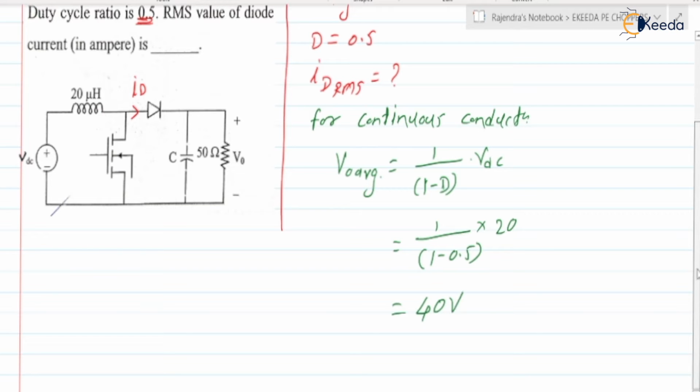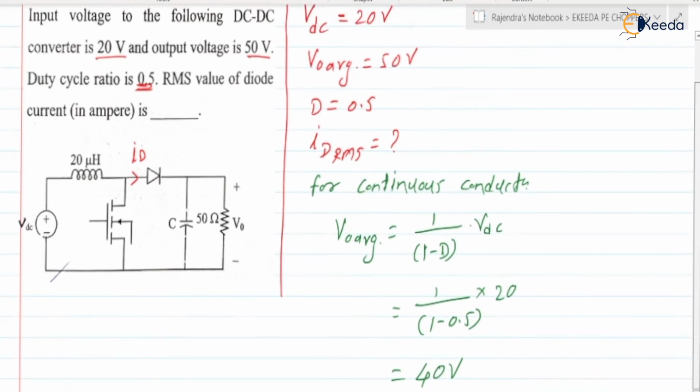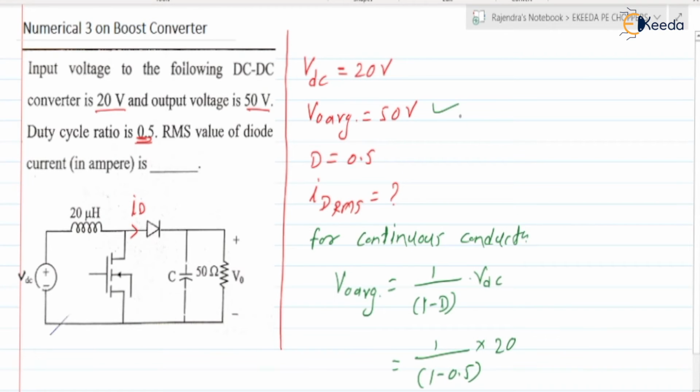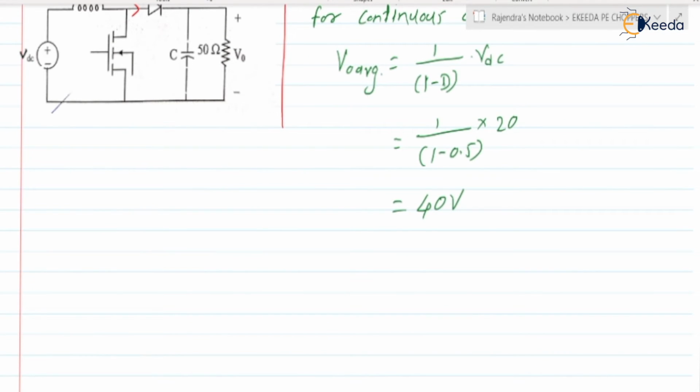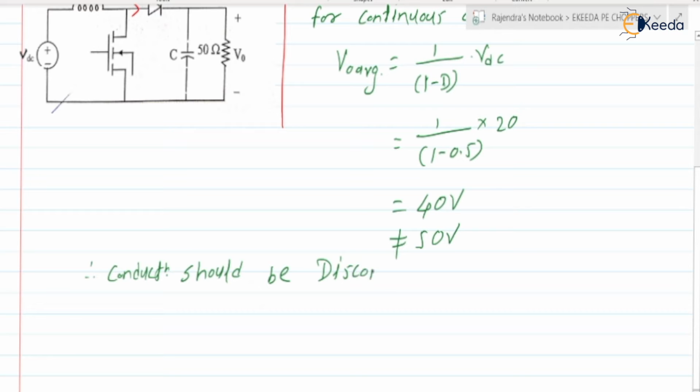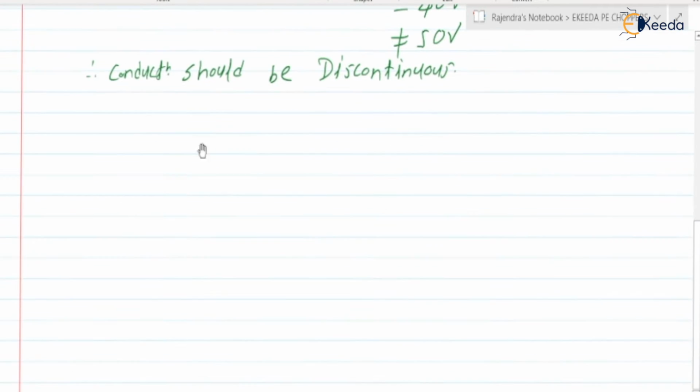But it is given that V0 average is equal to 50 volt. So here we can say that V0 average for continuous conduction with a duty cycle of 0.5 is not equal to 50 volt. Therefore the conduction should be discontinuous. Are you getting the point? Now for the discontinuous conduction, we have an expression for the V0 average.